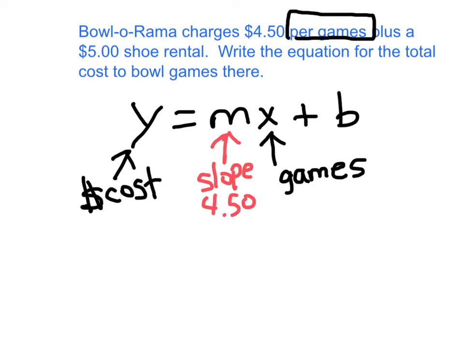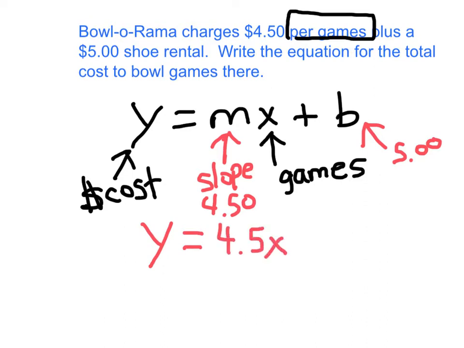And then the initial amount you're going to pay, the fixed cost, is the shoe rental. That's $5. All right, so our equation is going to be y, the cost, is going to equal 4.50 or 4.5x plus 5. So if I bowled 2 games, that would be $4.50 times 2 is $9 plus 5 would be $14 total.